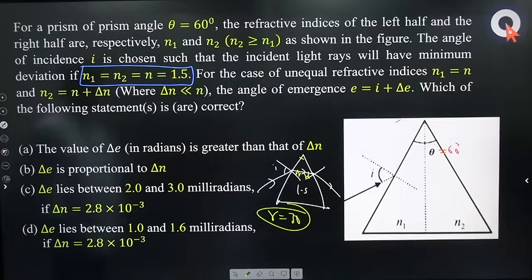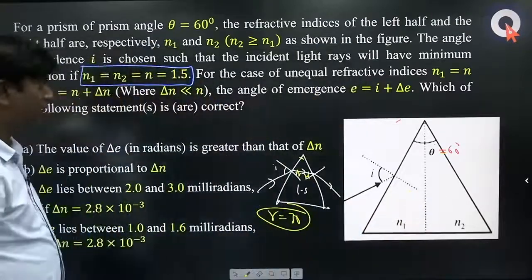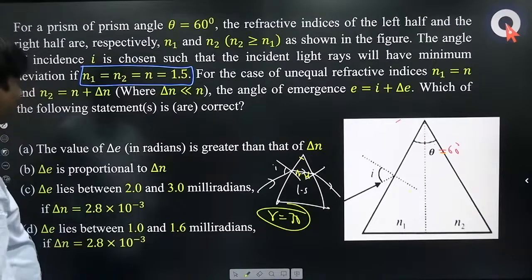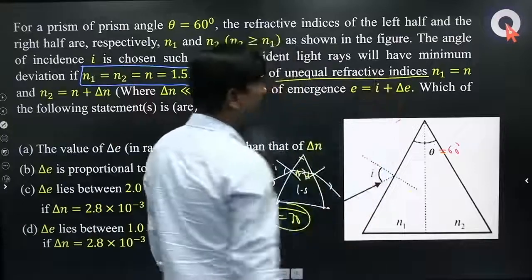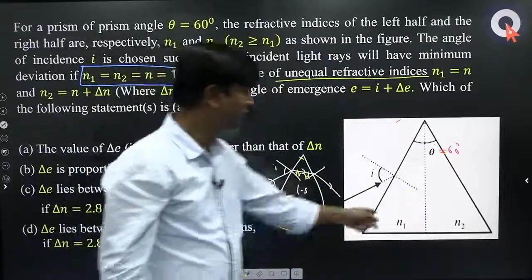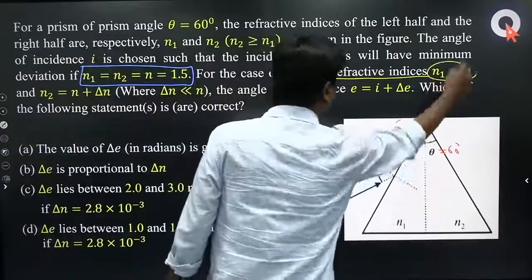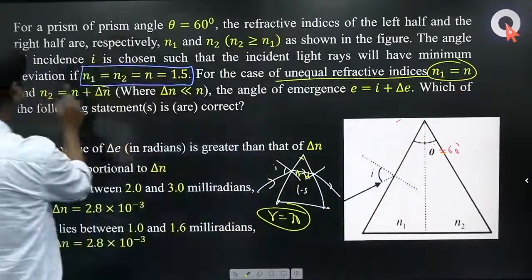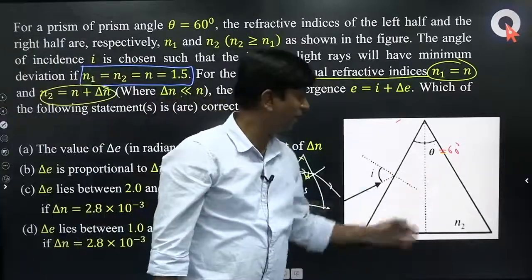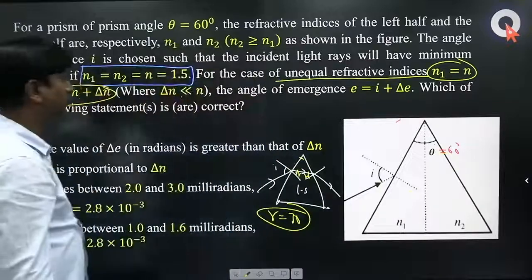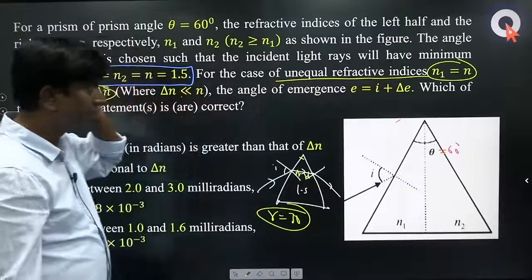Now that is when these two have equal refractive index, right? But for the case of unequal refractive indices, suppose the refractive indices are not equal, N1 and N2. N1 is N only, but N2 is slightly varying, N plus delta N, where delta N is very small, meaning N2 is a little bit higher than N1. That time the angle of emergence E is equal to I plus delta E, right?